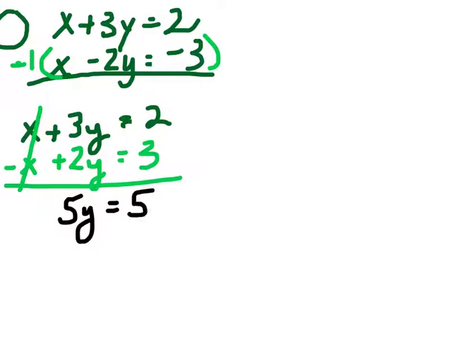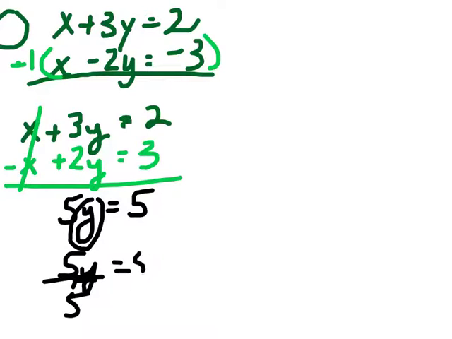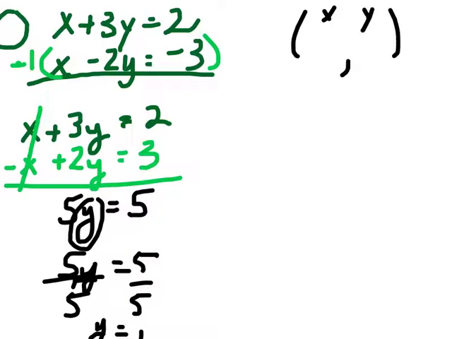3 is 5. So if I want to now find my variable, I've only got one variable left, and I can solve for it. I can divide both sides by 5, and I get y is 1. Okay, so I've got half my answer. My answer is a point. It has an x, it has a y. Y is 1. I need to find x.